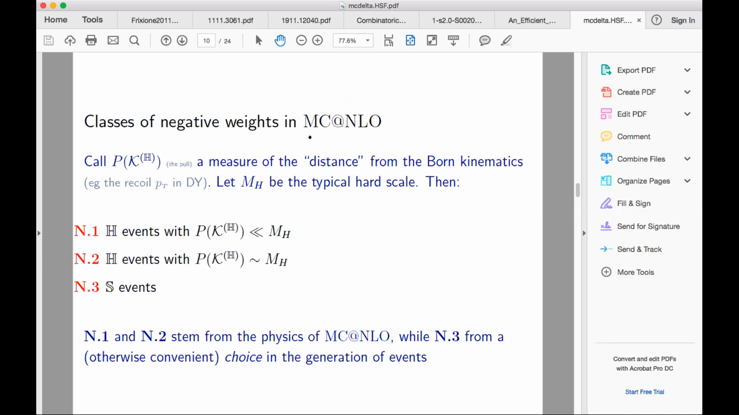Okay, so where do the negative weights in MC@NLO come from? There are three classes of negative weights. First of all, let me introduce a pT, which is essentially a measure of how far you are from the Born kinematics. And this could be, for example, the recoil pT in Drell-Yan. So you measure the pT of the lepton pair, and the farther you are from zero, the farther you are from the Born configuration. Okay, and let M_H be the typical hard scale of the process, in this case the invariant mass of the lepton pair, for example. So you have three classes, which are H events with the pT much smaller than the hard scale, H events with the pT of the order of the hard scale, and then S events.